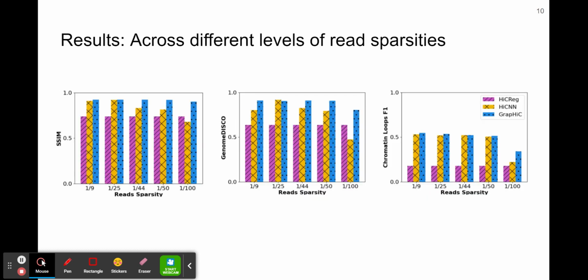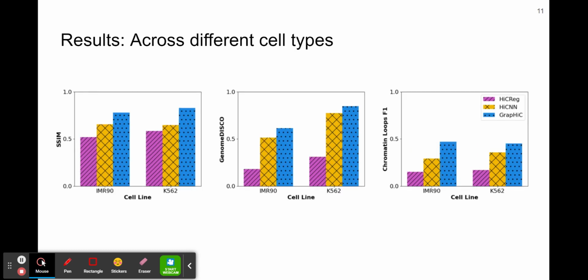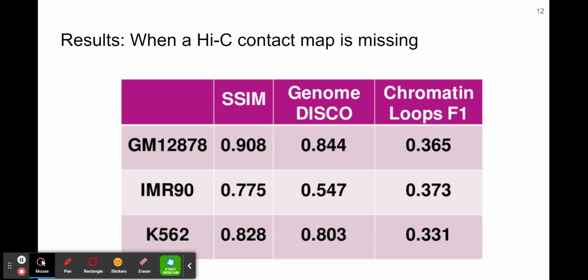On the GM12878 datasets with 5 different levels of sparsity, we find that not only is our model GrapHiC able to show robustness to sparsity of the input data, but it also manages to outperform baselines, with the most improvement on the sparsest dataset. In a cross-cell type evaluation, we similarly show that our method GrapHiC outperforms existing methods on both IMR90 and K562 cell lines. Lastly, we considered a scenario where we have no Hi-C contact map available. We show that our model GrapHiC is able to generate a Hi-C contact map with comparable scores to a scenario where we have a Hi-C contact map available, across all three cell lines that we evaluated it on.